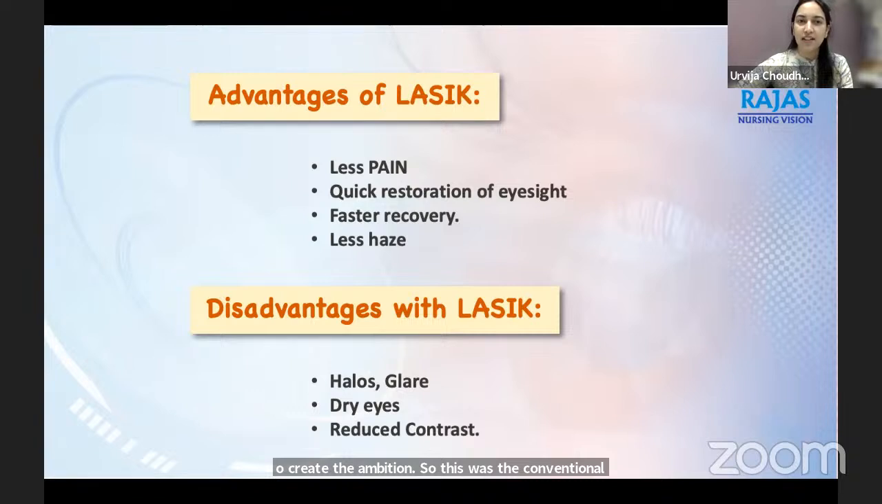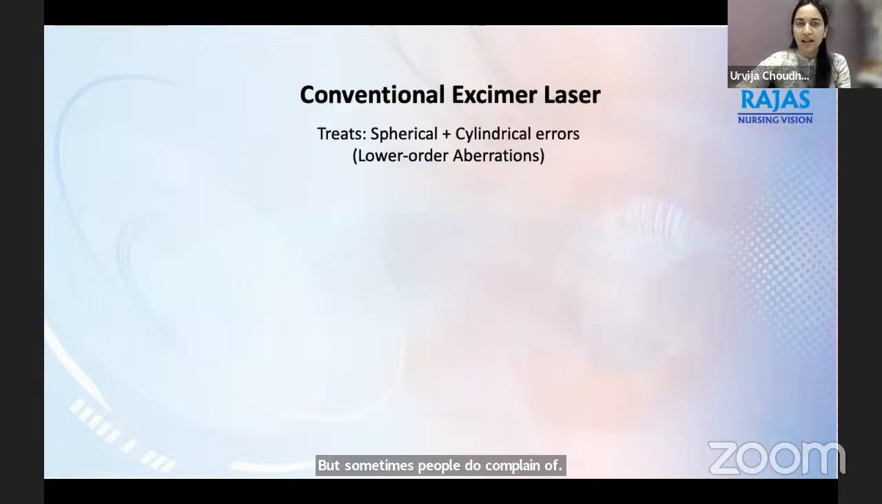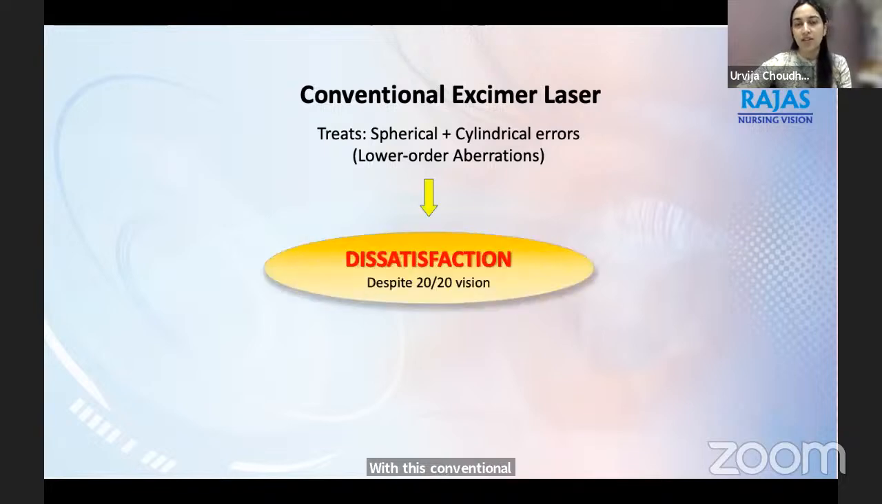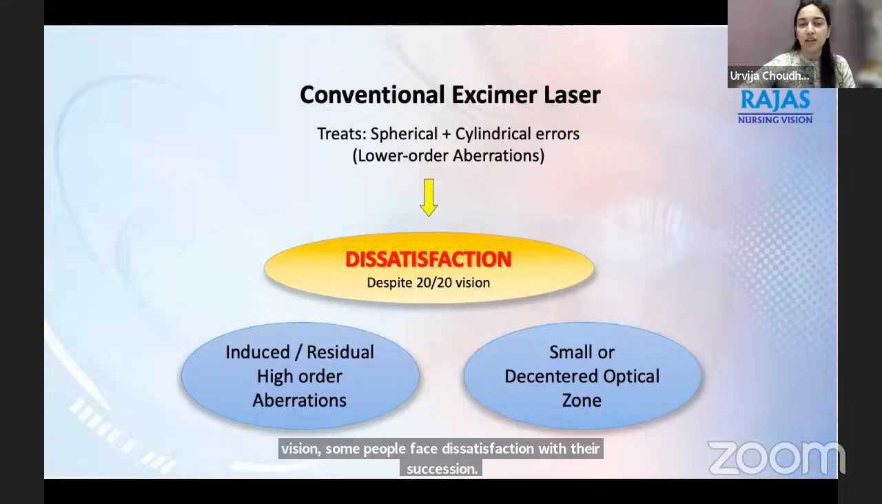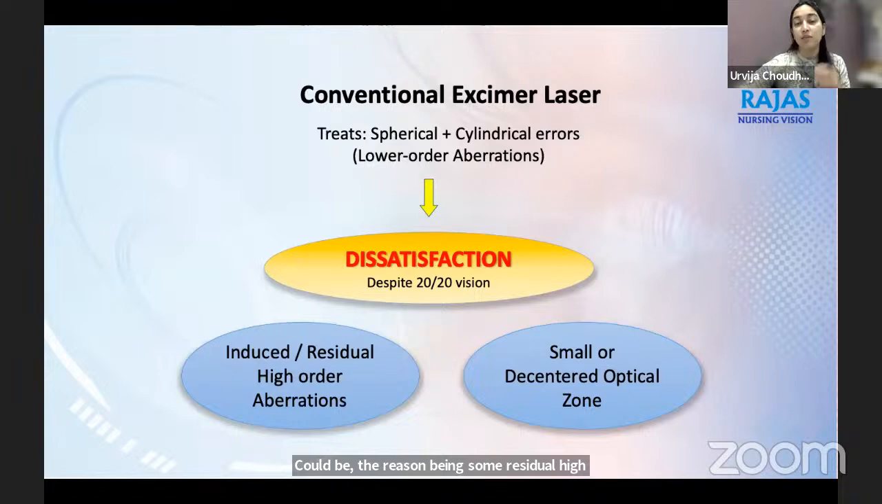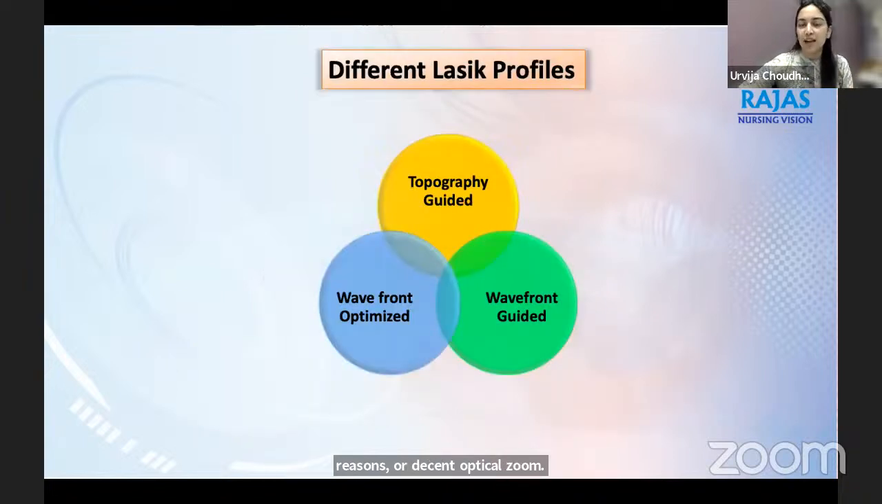The advantages of LASIK are less pain, quick restoration of eyesight, faster recovery, less haze. But sometimes people do complain of halos, glare, dry eyes, reduced contrast. With this conventional kind of excimer, which used to treat spherical and cylindrical errors, despite getting 6/6 vision, some people face dissatisfaction with their 6/6 vision. The reason could be some residual high order aberrations or decentered optical zones, smaller optical zones because of lack of tracking errors. So then came different LASIK profiles like topography guided, wavefront optimized, and wavefront guided.